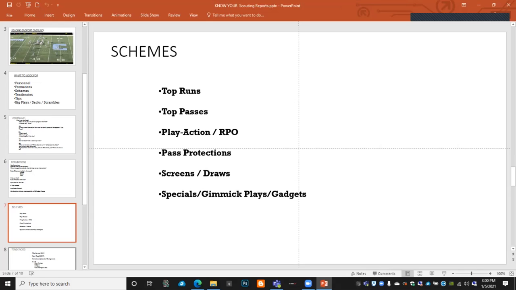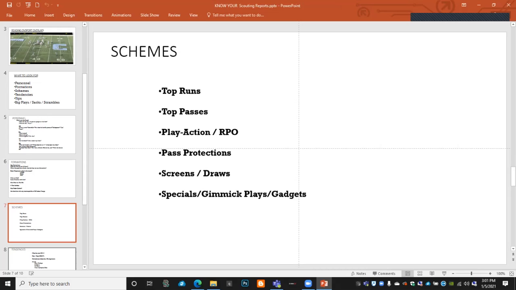Are they more quick game? Are they going to go vert, get you down the field? What are the concepts? Through those formations, are they a lot of 3x1, 2x2, stuff like that? And then find out, are they a play action team or an RPO team or both? Do they utilize the run pass option?